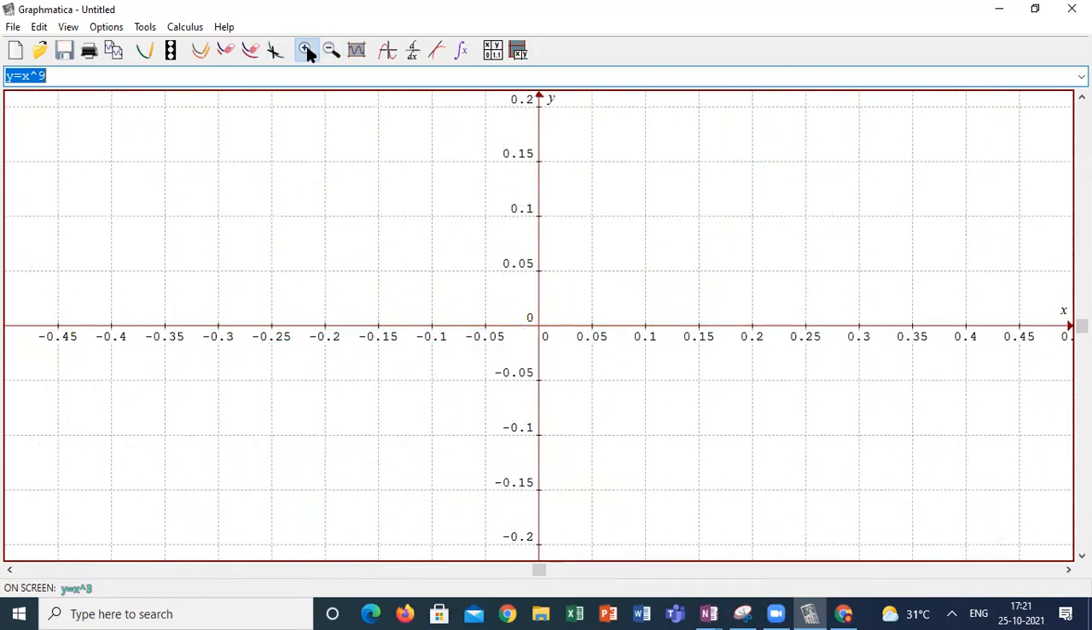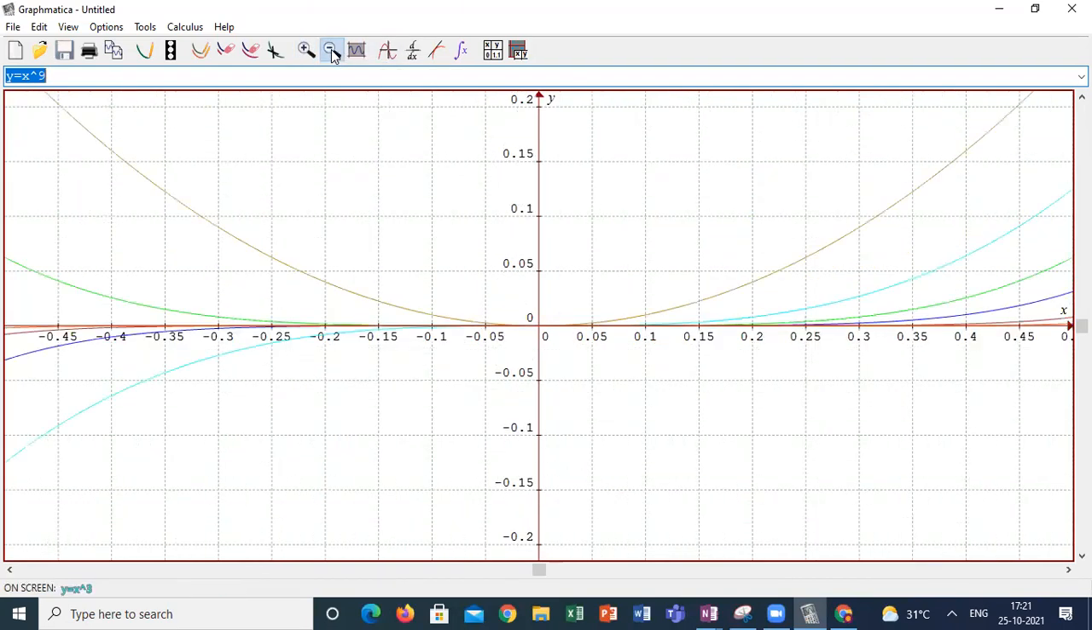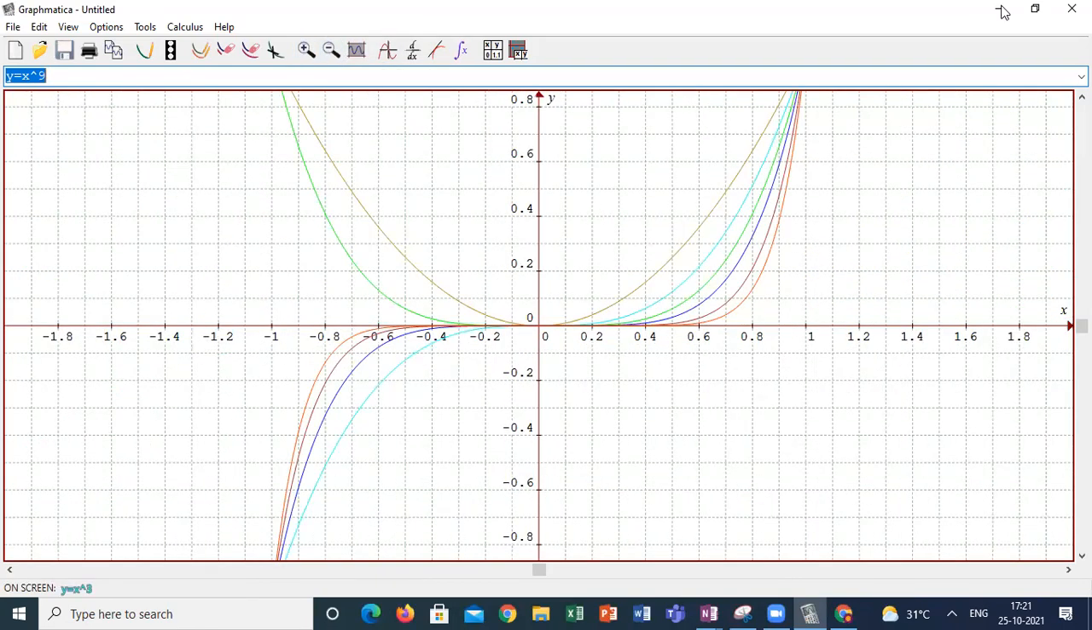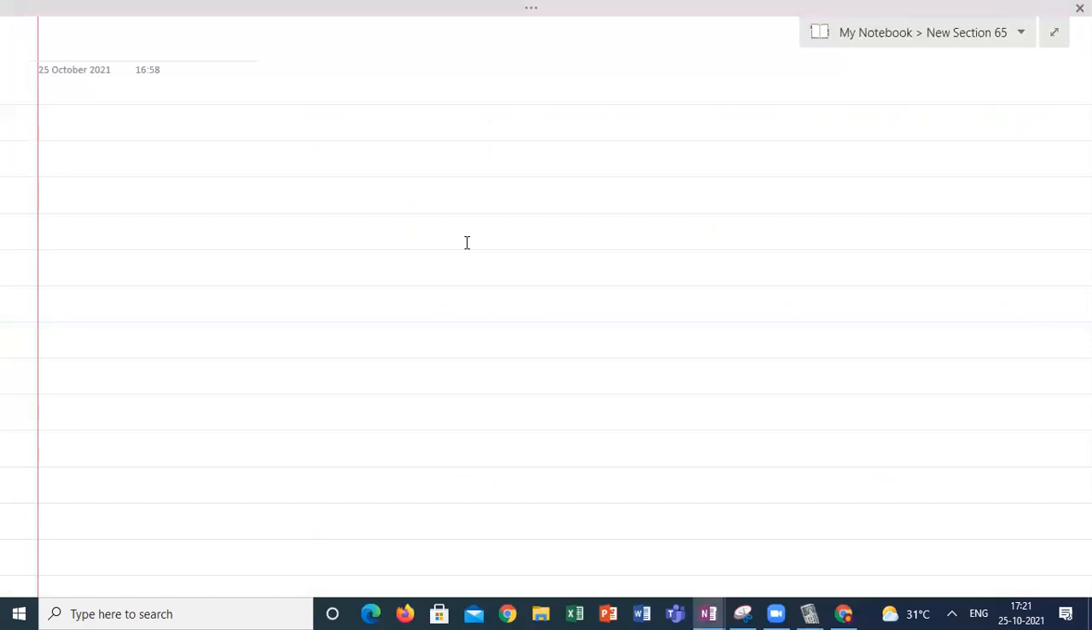So almost all algebraic functions, square functions or cubic functions or biquadratic functions, the limit always exists at any point. That means from minus infinity to plus infinity, the limit will exist. We can conclude. So now we will see some other functions, cyclic functions. One or two cyclic functions, how to discuss.